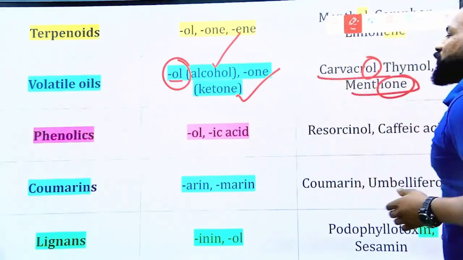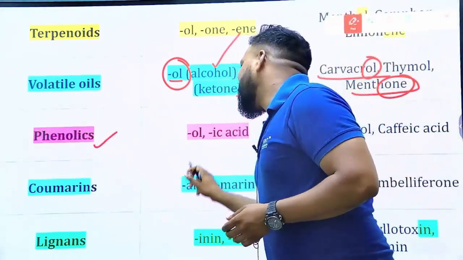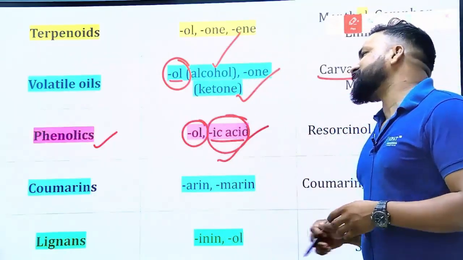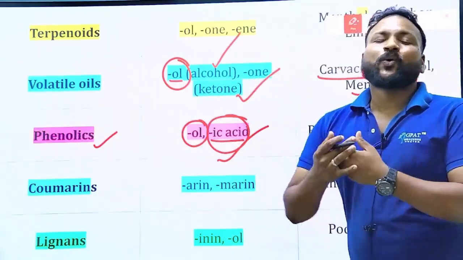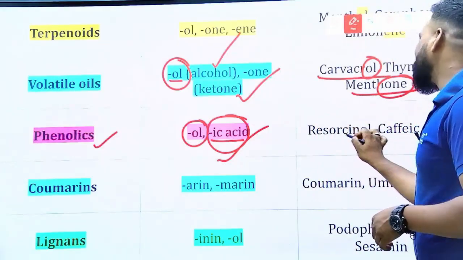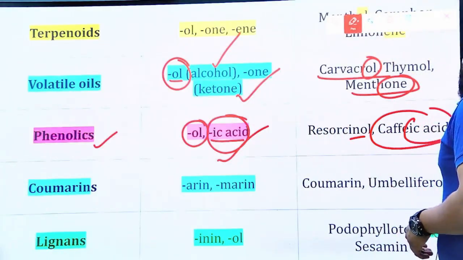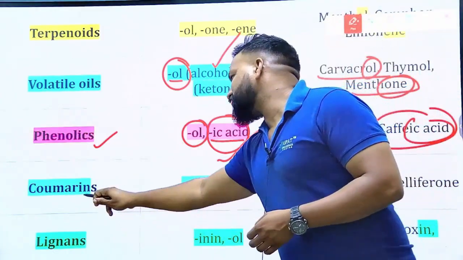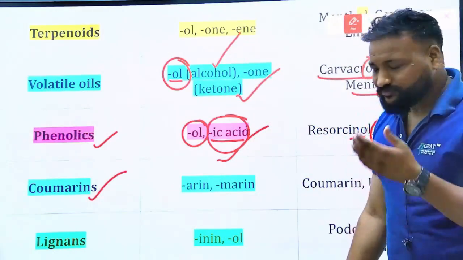Now when it comes to phenolics, they also have "ol" and "oic acid", but mostly we can choose this one suffix. Most phenolics have "oic" as a suffix. You can see resorcinol and caffeic acid. And obviously the next one is coumarins.